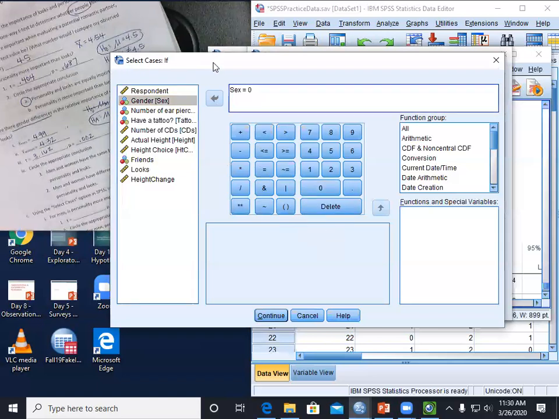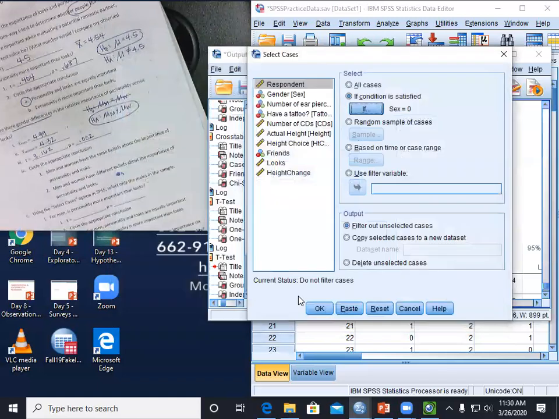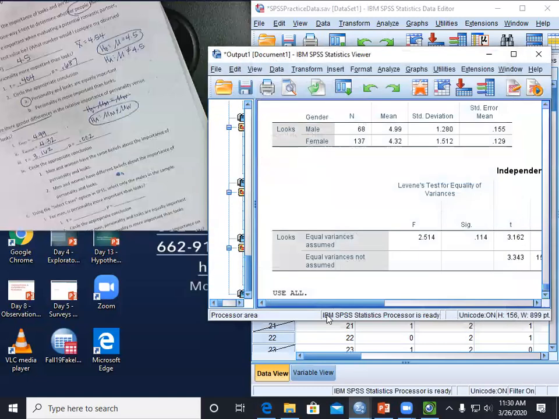All right, so SPSS is going to select just the people in the data set who answered 0 to this gender question. We're going to press continue. We can see now it's going to select people if a condition is satisfied, and that condition is that their gender has to be 0. We're going to click OK.